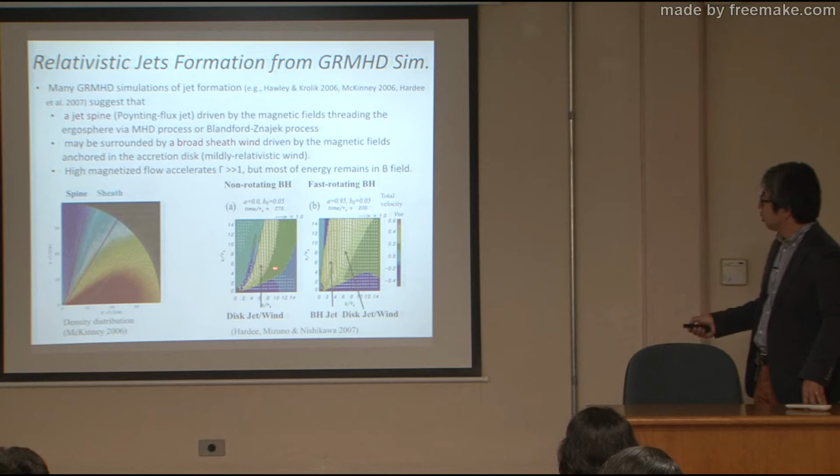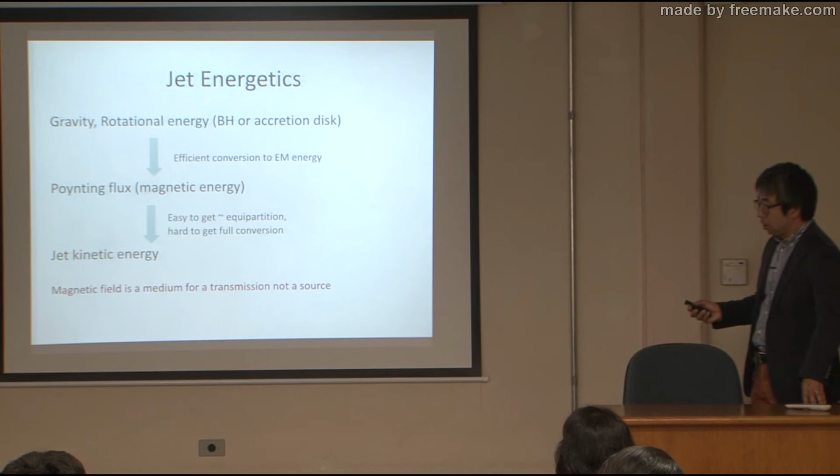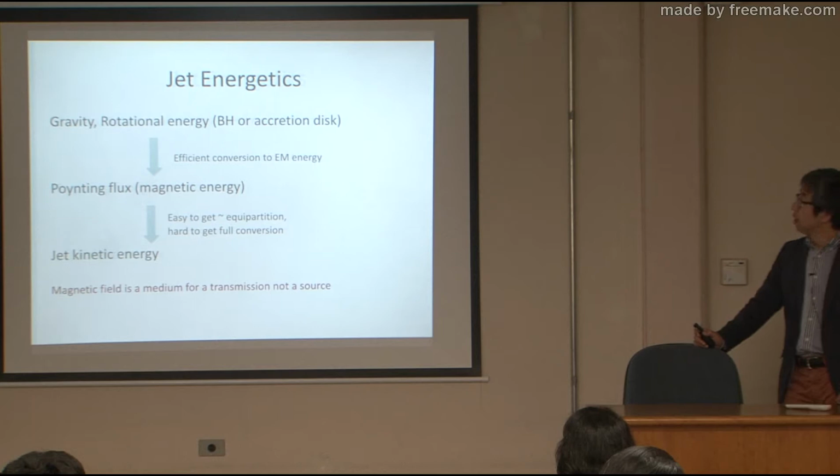If we only think about the non-rotating black hole case, the Schwarzschild black hole case, we see only one type of jet. But if we think about the fast rotating case, we have a two-component jet included over there. So this is the kind of jet formation that looks to happen in GRMHD simulations right now. But the jet is given by the magnetic energy dominated region.